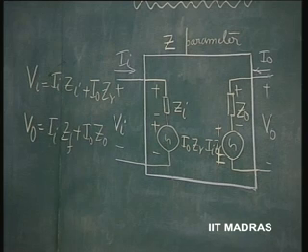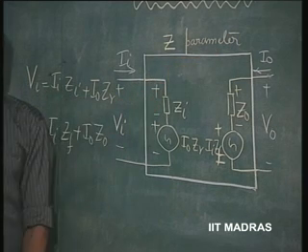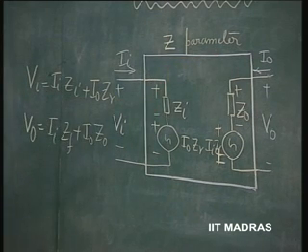So, this is called an equivalent circuit representation of a two-port network, any two-port, in terms of Z parameters. What happens if we do it in terms of Y parameters? This is very simple now.